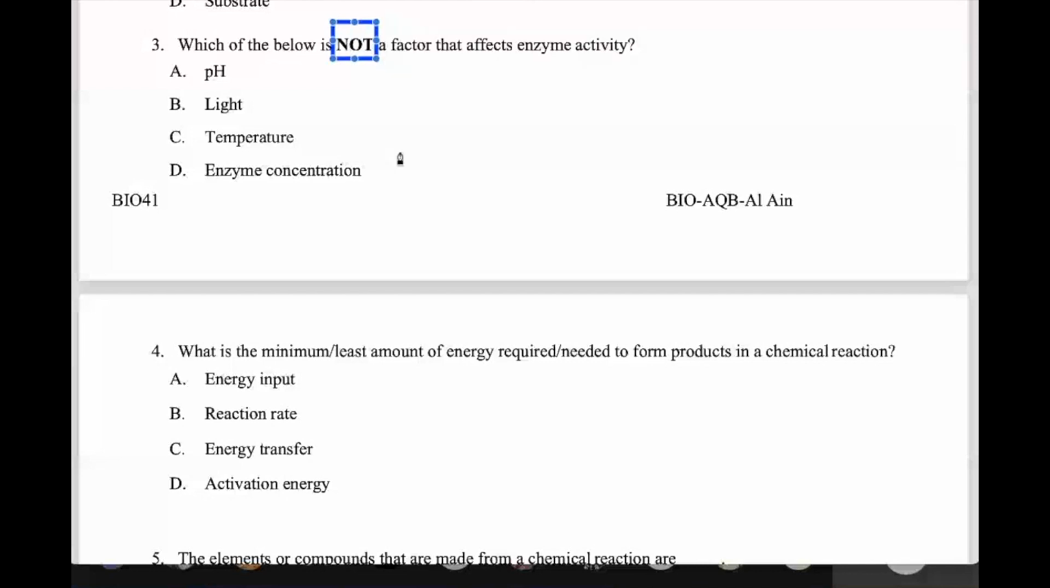Not means there are three correct answers, but one is the wrong answer, and you have to pick the wrong one. Light, very good. And there is another factor which affects the enzyme concentration. If it is not light, another factor that can be here is substrate concentration, and that is a correct factor.